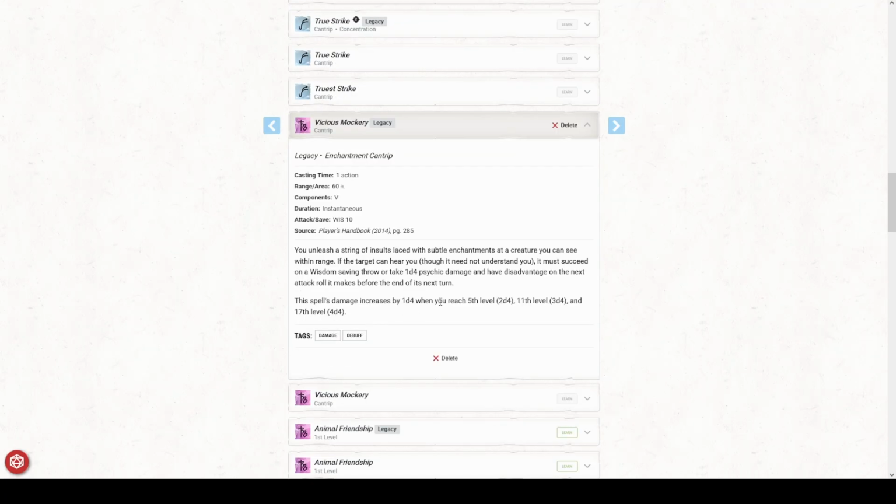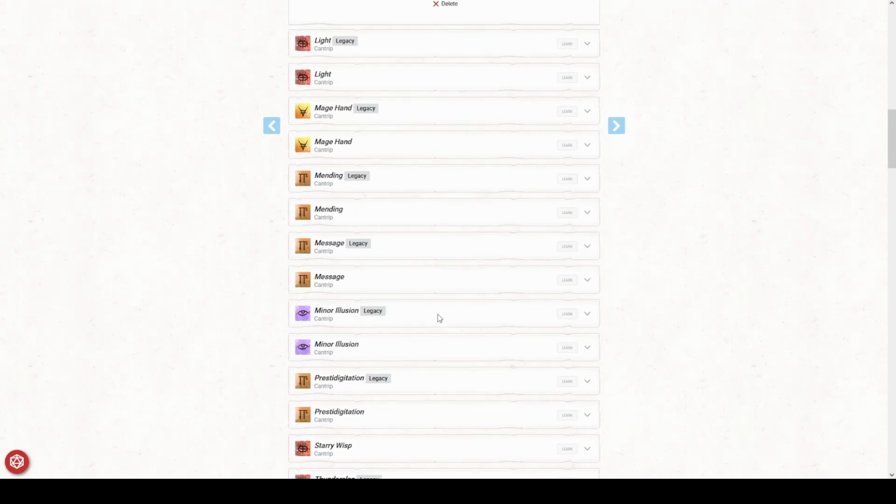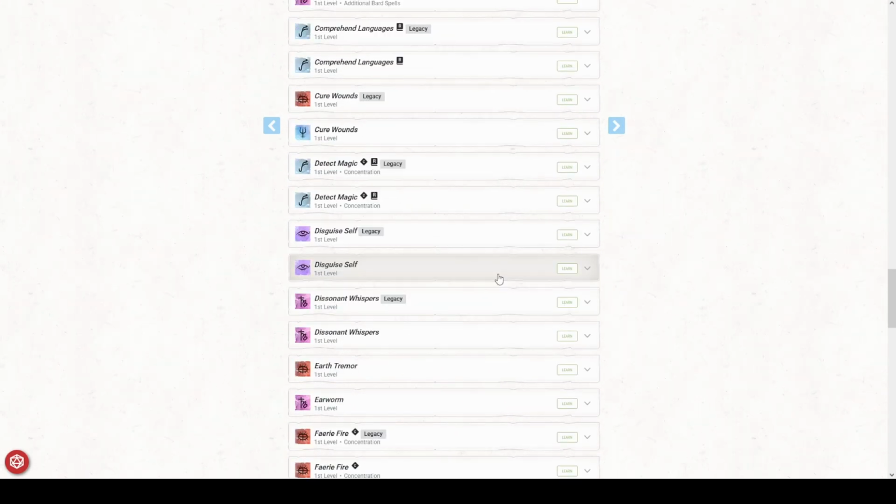As you level up, this spell gets more damaging. Around every 5 levels, it gets a little bit better. It depends. I think it's actually 6, except the first level is level 5. Bards get 2 cantrips at level 1. It's really small. Some classes get a lot of cantrips, some classes don't. We're gonna pick our spells now.